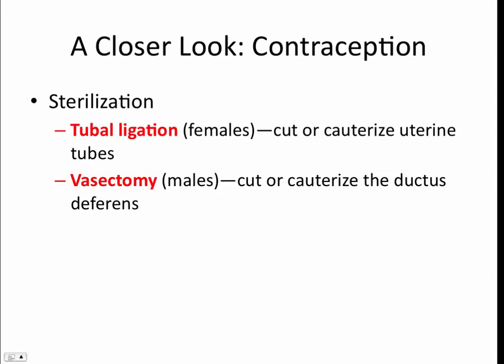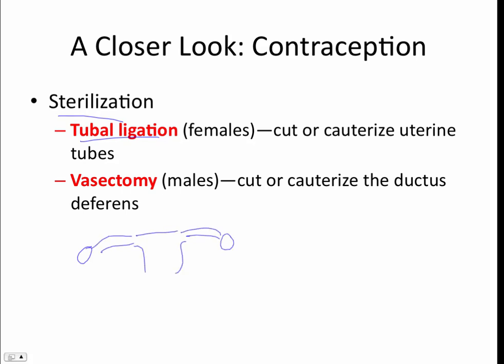It also helps to maintain estrogen levels so that we don't have a peak in estrogen, therefore we don't have a peak in luteinizing hormone, and therefore we don't have ovulation. Other types of contraception: we have sterilization, tubal ligation. This is cauterizing or cutting the uterine tubes.